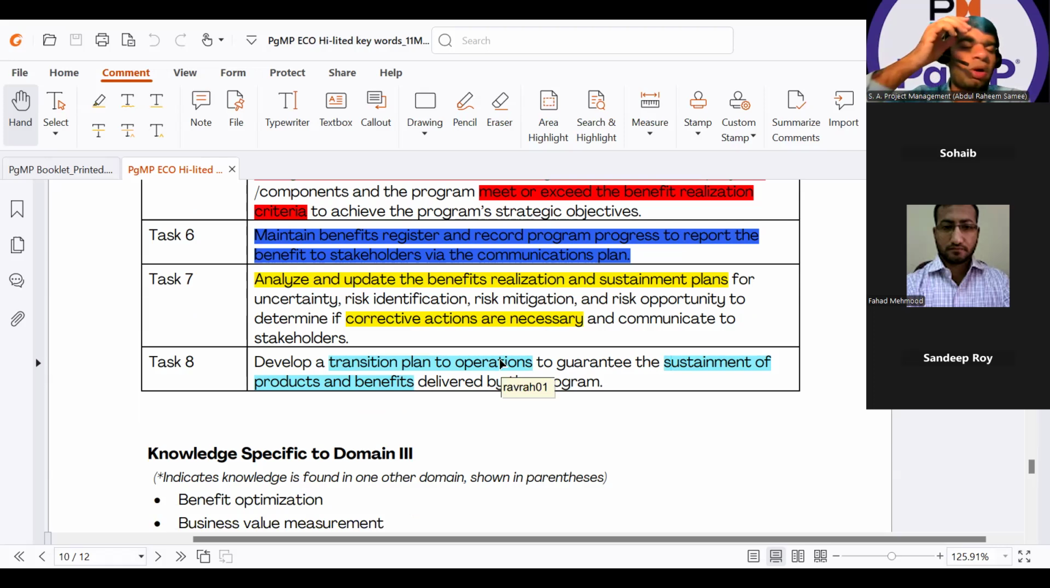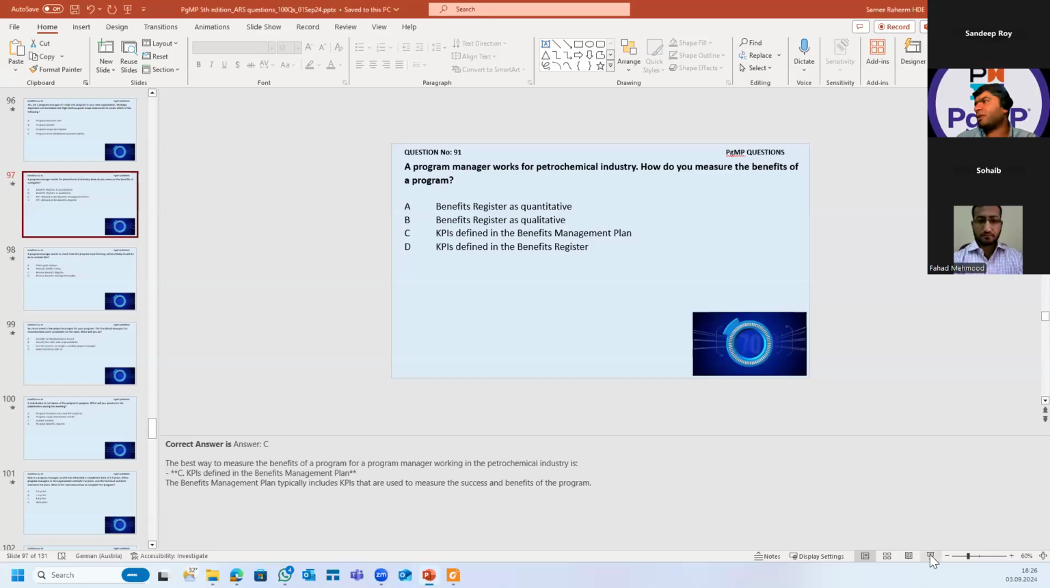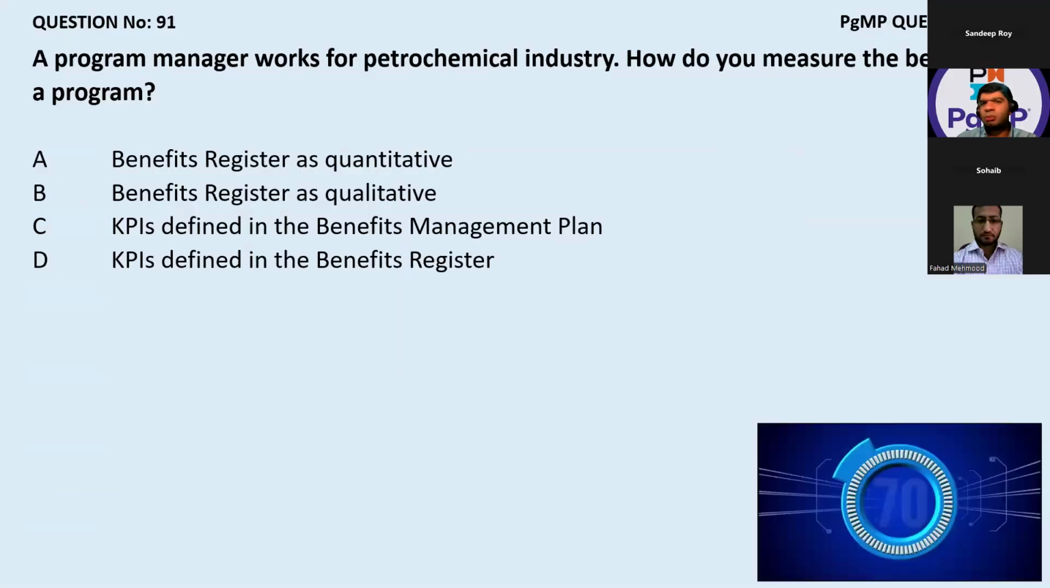In this question, don't get confused with the sustainment of the products. I again tell you, whenever the topic of transition to operations comes, the transition plan is the answer. Because ultimately when something goes to operations, they will be responsible for sustaining the benefits there. But the plan that will principally tell you how you are achieving something is your benefit transition plan. Clear? So let's come to the questions.